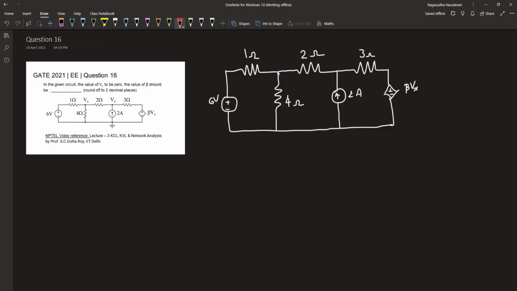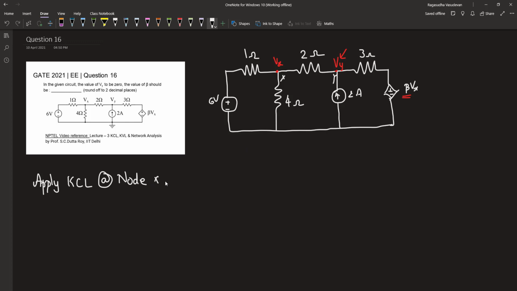This is the circuit that is given to us. The voltage at this node is labeled as Vx and the voltage at this node is labeled as Vy. We are asked to find out the value of beta for which the nodal voltage Vy equals 0. We are going to apply Kirchhoff's current law and put down the equations for both of the loops, and then we will substitute Vi as 0 and then find out beta. Let me label this node as X and this node as Y.